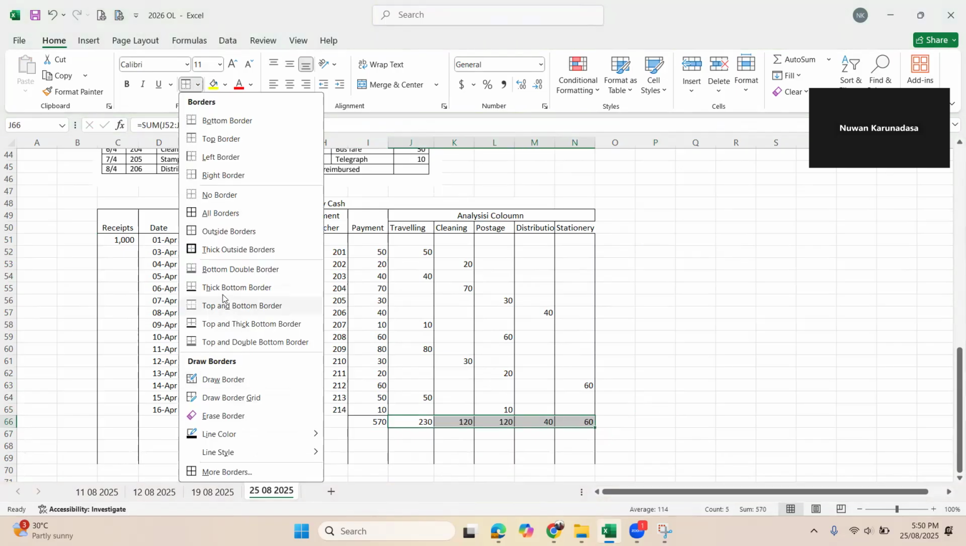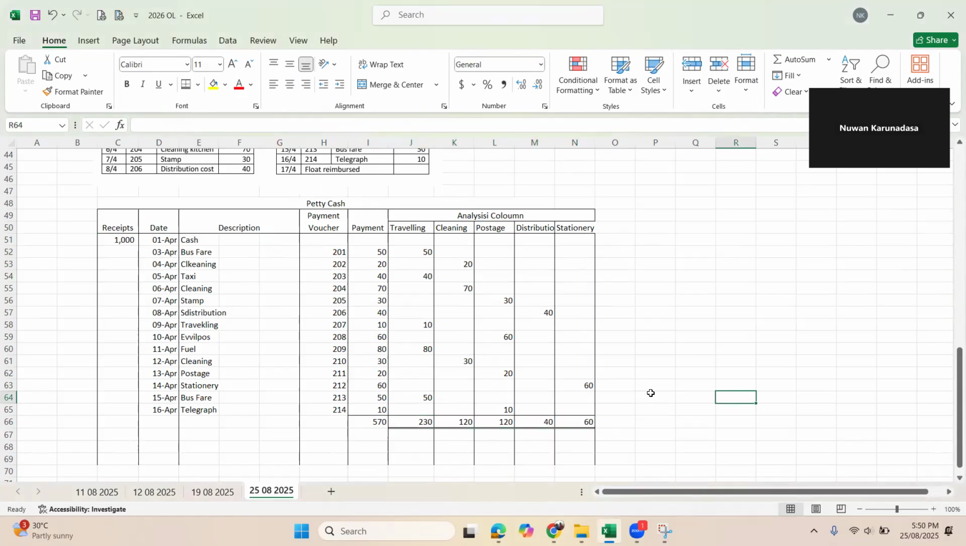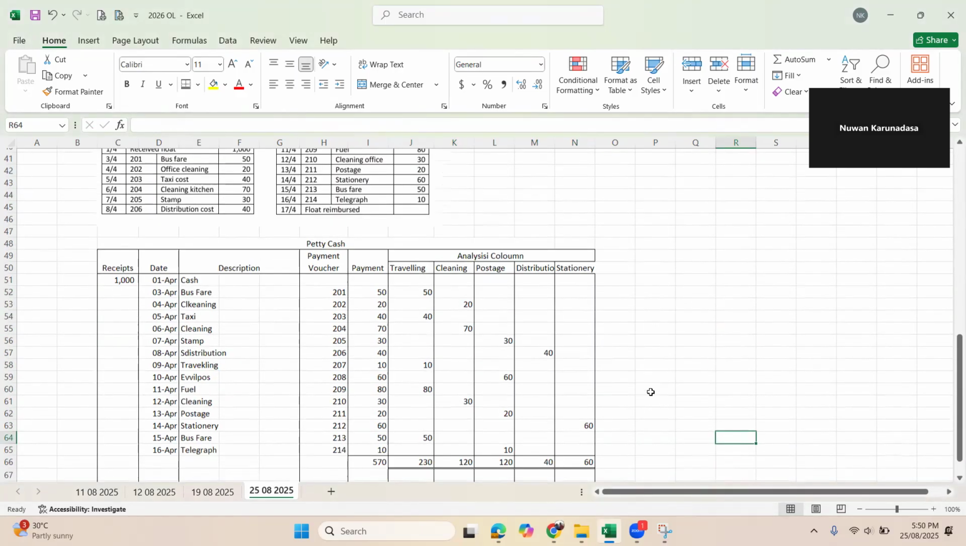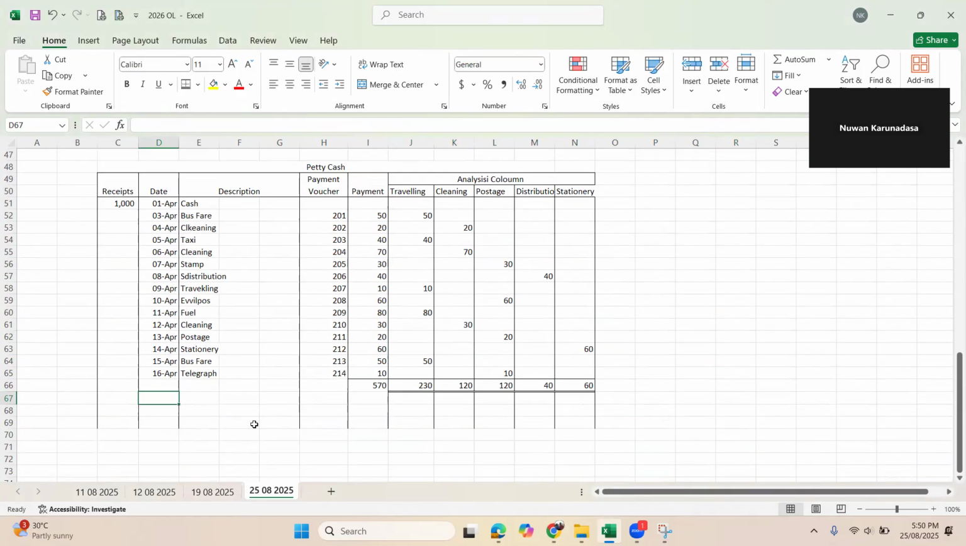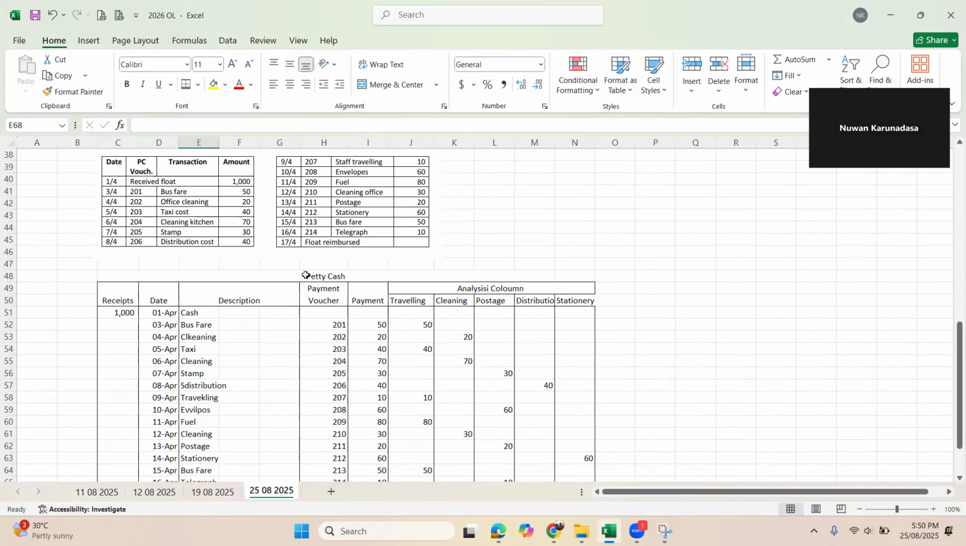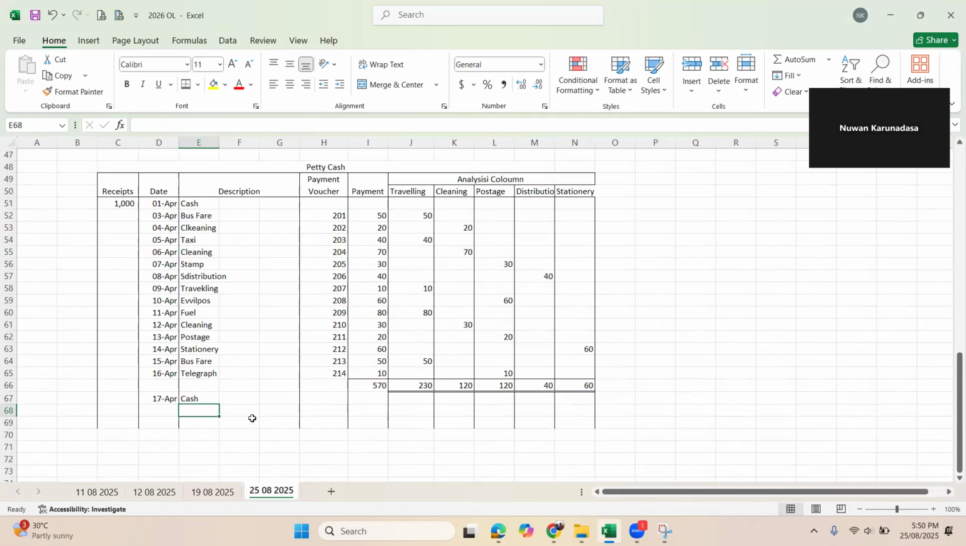570. Then you have to balance it. The petty cash book has to be balanced. Then on 17th April, you are receiving the cash. You can see here under the question, they have given 17th April float reimbursed, right? 17th April cash coming in. How much is the cash coming in? That is 570.